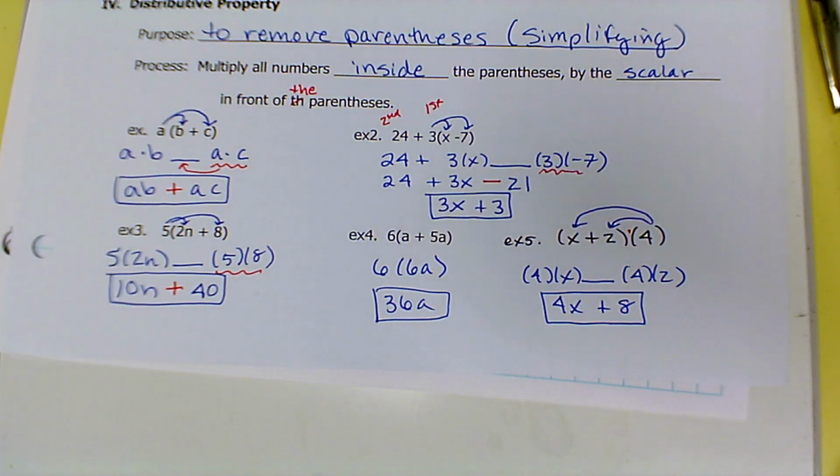This little showing the space step is going to save your bacon later. You just have to trust me on that. It's a really, really good way to do it to avoid dropping negatives. Are there any questions?